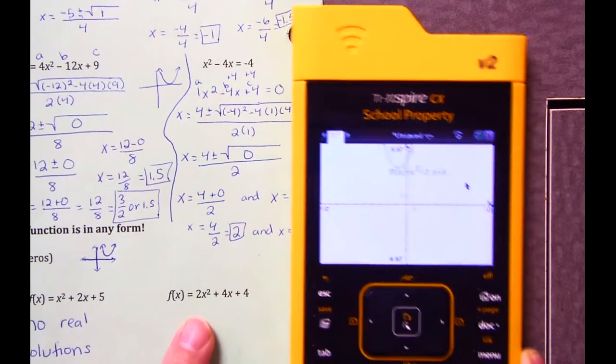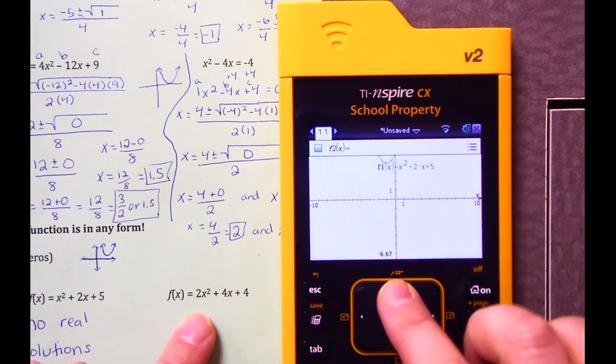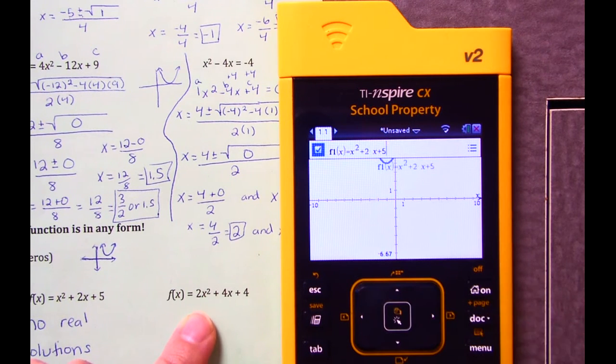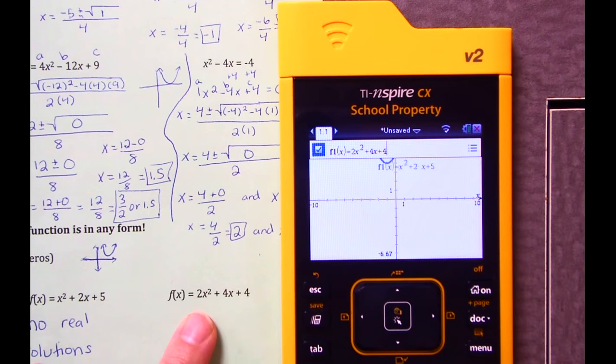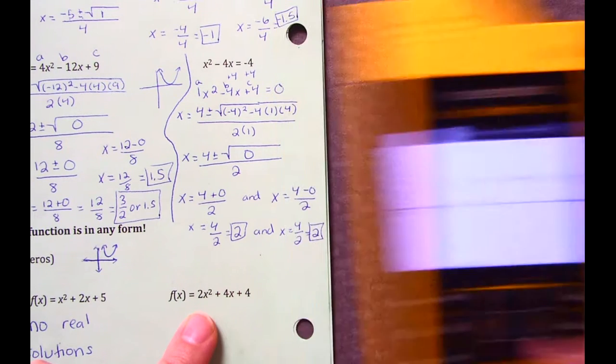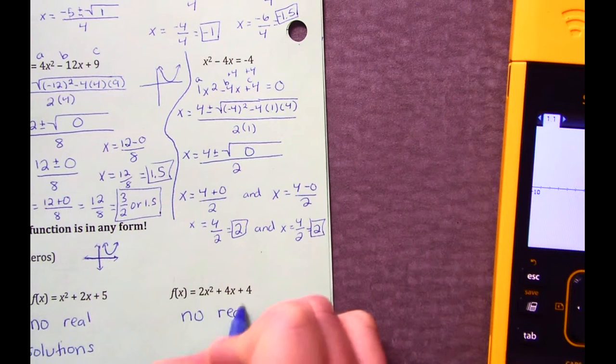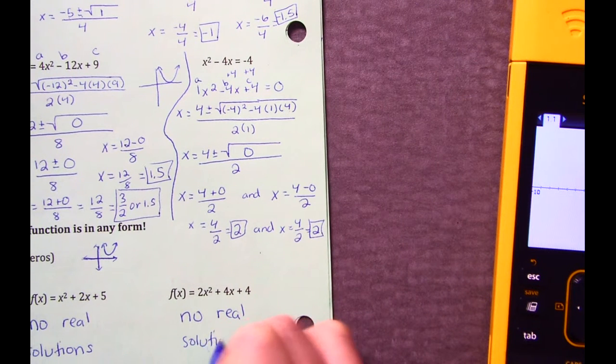Now let's look at this next one. So I'm going to hit Tab again, go back up to my equation that's already there and delete that one so I can replace it. I'm going to type in 2x squared plus 4x plus 4. And remember, if I'm going too fast, just pause the video and you can catch up. Enter. And this is another example of one that doesn't touch. So this is another example where we're going to say no real solution.